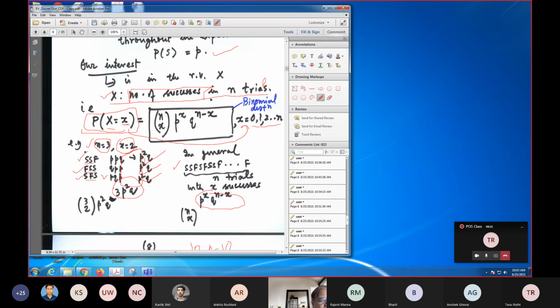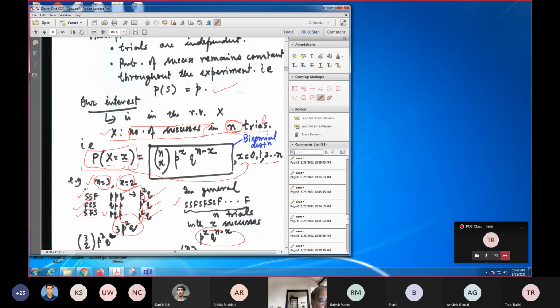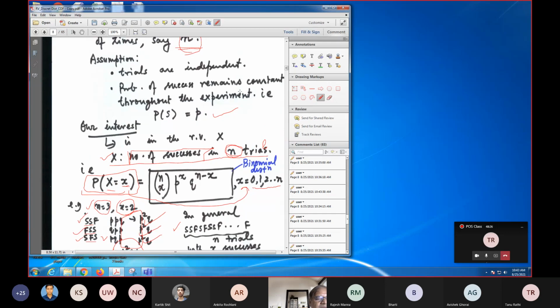X is the number of successes in a fixed number of n trials. This n is fixed, and each trial is a Bernoulli trial, meaning it has only 2 possible outcomes, success and failure. Trials are independent, and the probability of success remains constant. Under these assumptions, the distribution of the number of successes follows the binomial distribution with parameters n and p.